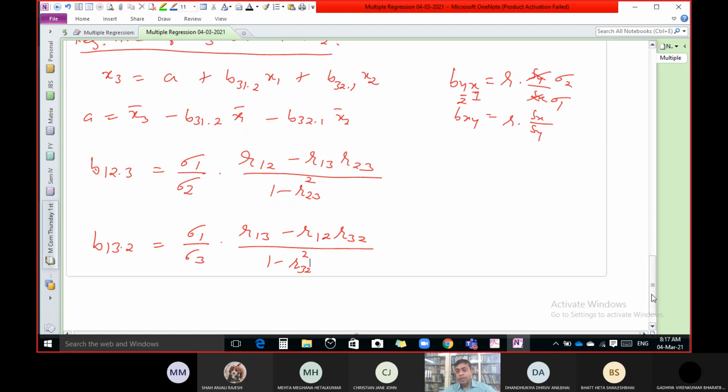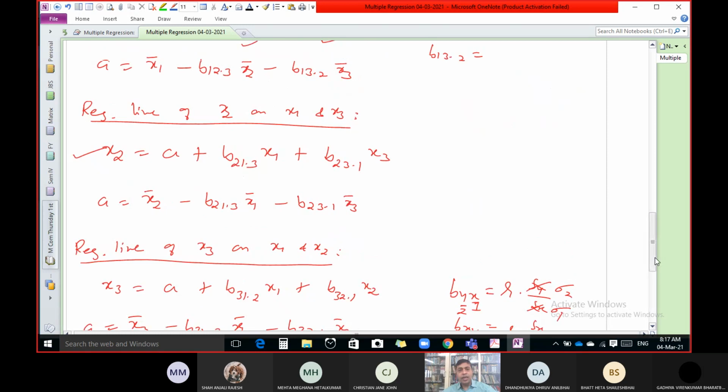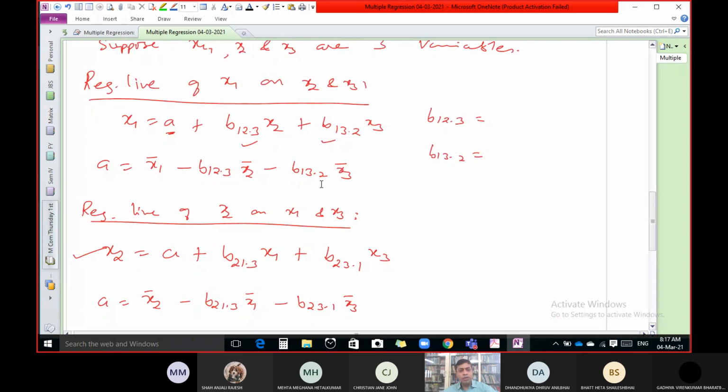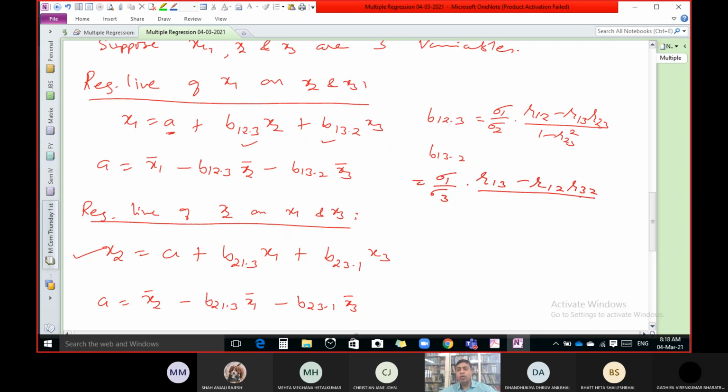So to calculate this B12.3 and B13.2, you have to use this formula. Once again, what is the formula? B12.3 is sigma 1 upon sigma 2 into R12 minus R13 R23 upon 1 minus R23 square. And the formula of B13.2 is sigma 1 upon sigma 3 into R13 minus R12 R32 upon 1 minus R32 square.